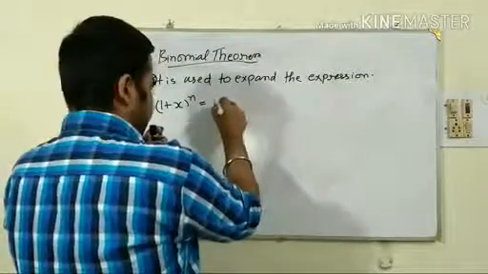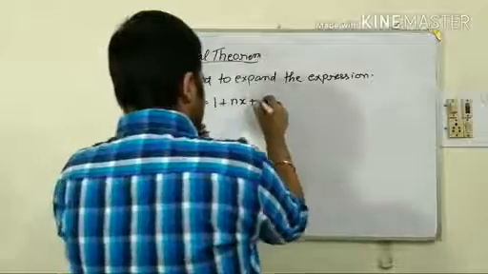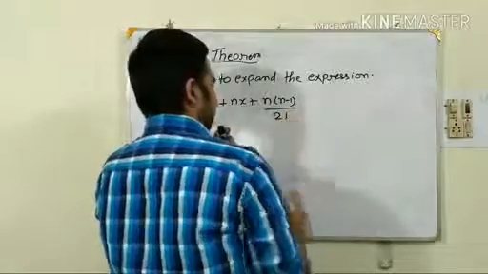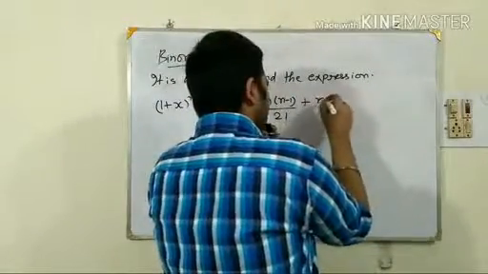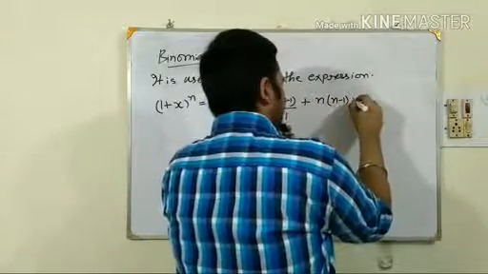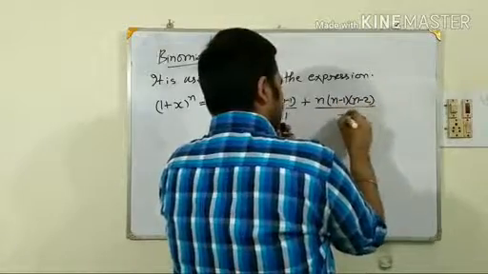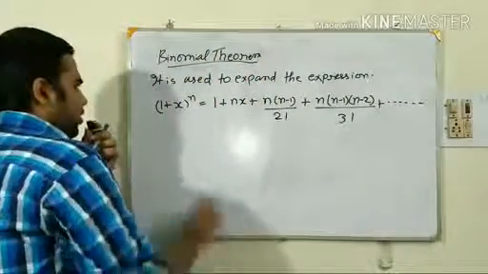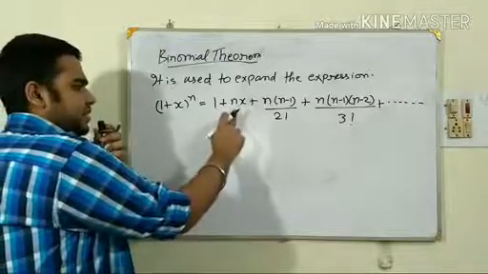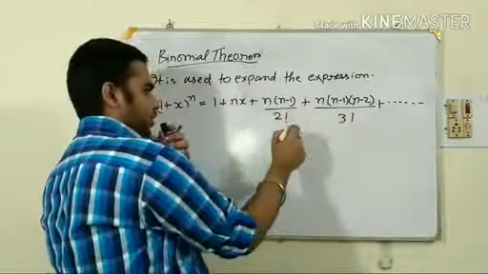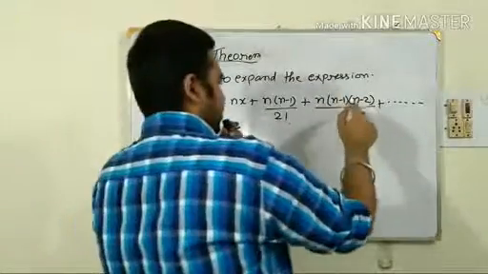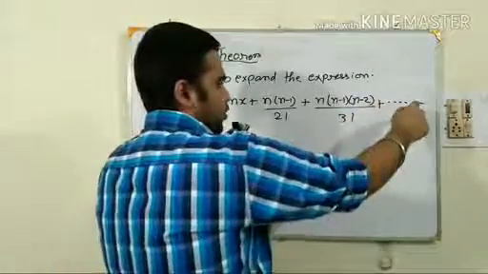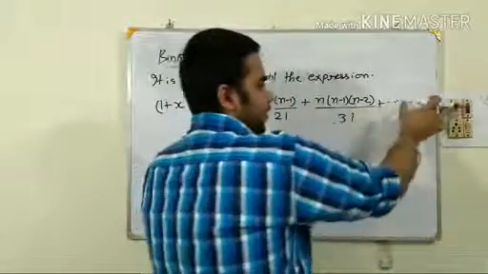According to the binomial theorem, (1 plus x) to the power n is equal to 1 plus nx plus n into n minus 1 upon 2 factorial, plus n into n minus 1 into n minus 2 upon 3 factorial, plus n into n minus 1 into n minus 2 into n minus 3 upon 4 factorial, and so on. It will continue as a series.